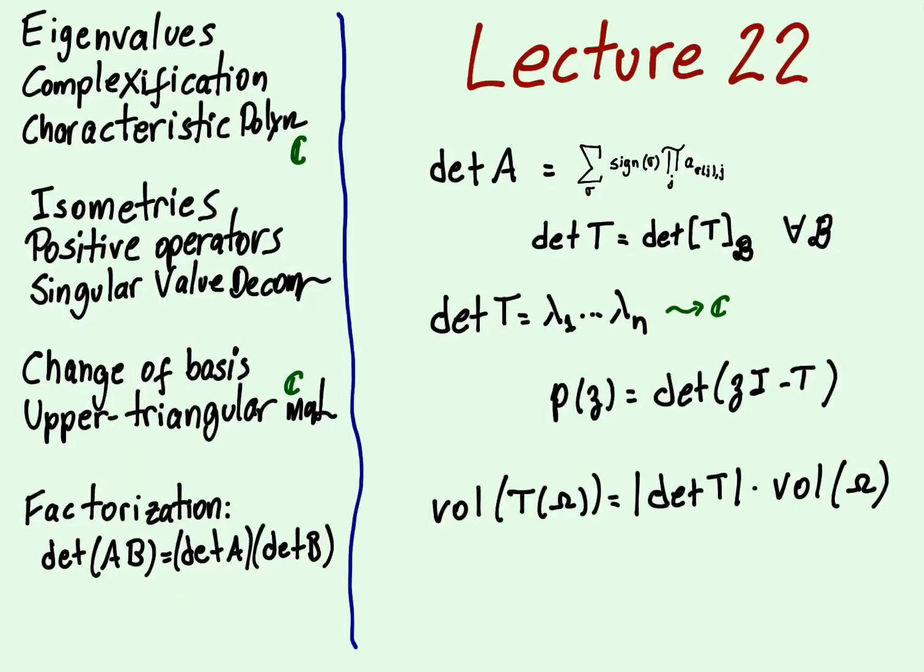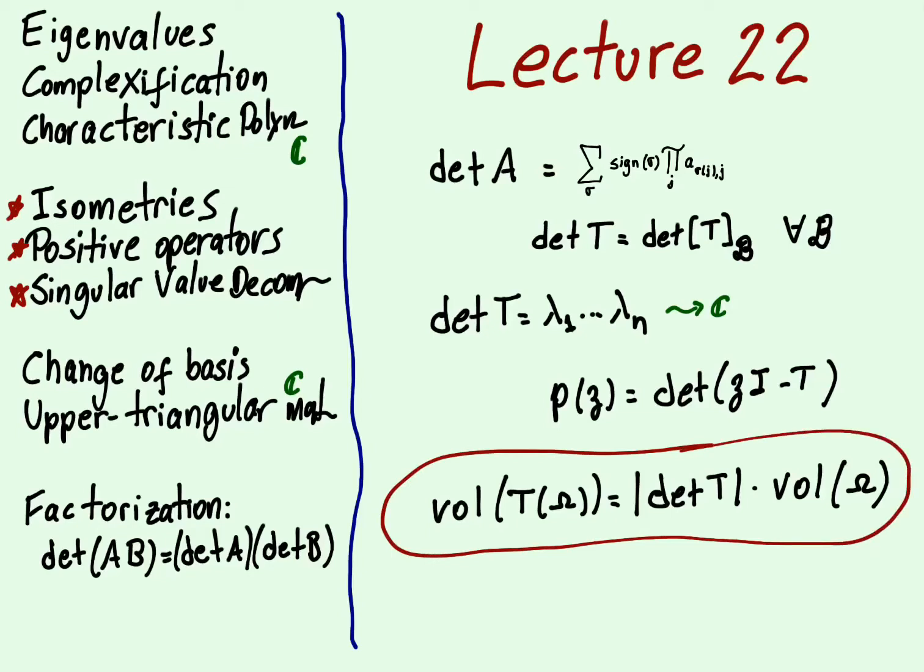Finally, by combining properties of isometries, positive operators, and singular value decomposition, we proved this beautiful relation that makes linear algebra a fundamental piece of multidimensional analysis, and that's how a linear operator changes the volume of regions which are subsets of the Euclidean space. And we proved this. Of course, we made some assumptions. There are some details there.